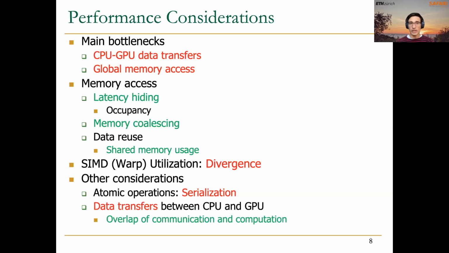And finally, the data transfer between CPU and GPU that I mentioned in the beginning. There are ways of trying to deal with the cost of these data transfers. There are ways of trying to overlap the communication, these data transfers, with the computation that happens inside the GPU, and we are going to start talking about how to do that today.